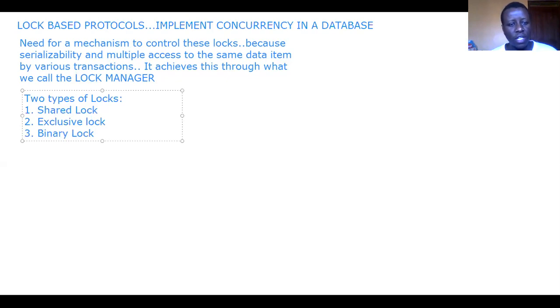Now, shared lock is basically what we call a read lock. And remember, in a database, we have two types of transactions, or two types of functions you can do in a database. You can read and write. So shared lock is basically a read lock, while exclusive lock is basically a write lock.